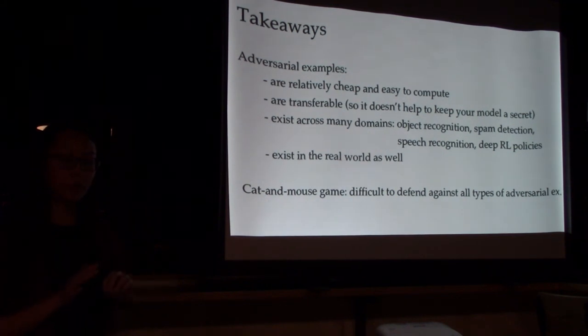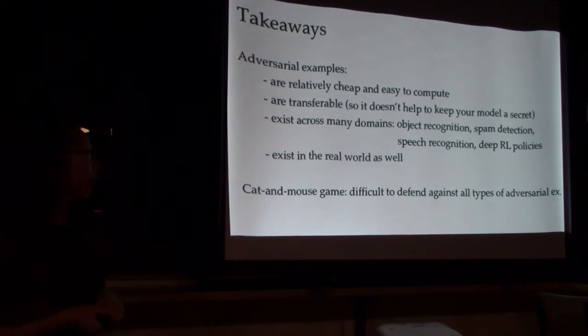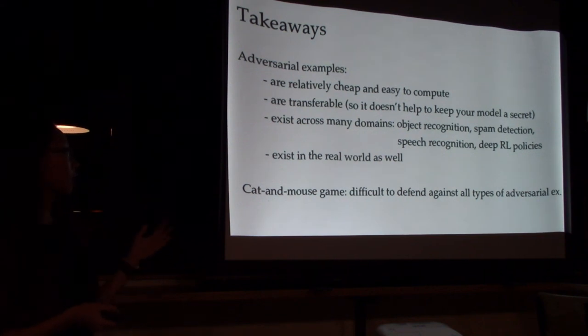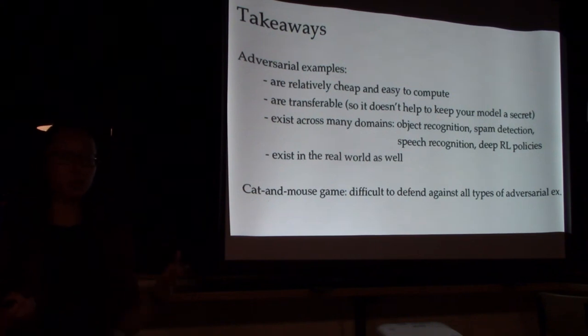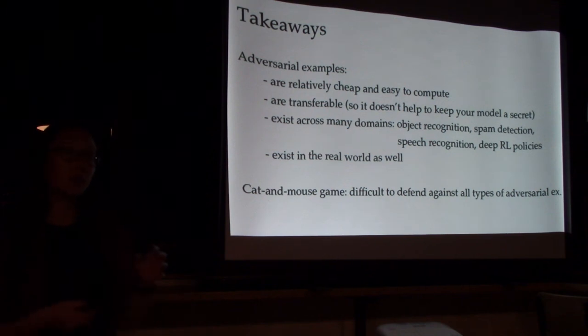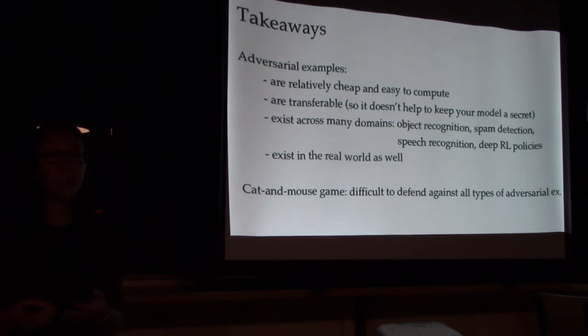So, a few takeaways from this talk. Adversarial examples are pretty cheap, pretty easy to compute, especially if you have access to the model of the neural network that you're trying to attack. This also doesn't just apply to neural networks, it also applies to other kinds of models, like decision trees, like we talked about earlier, or even FCMs.